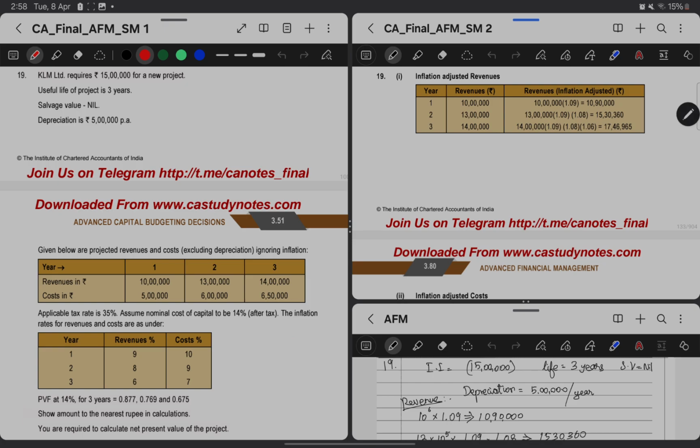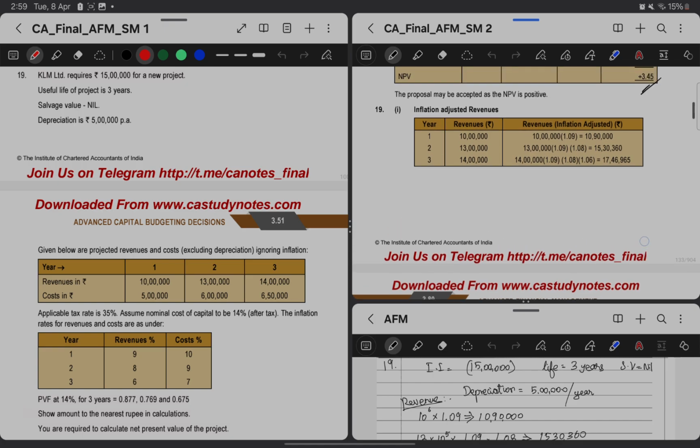Inflation rates are given for inflating these revenues and costs. So a separate percentage for each year is given for revenue, and for cost also. This is the same as one illustration which we did in this chapter. And present value factor at 14% for 3 years, which they have already given, so we should use the same numbers, and show amount to the nearest rupee in calculations. So in all the calculations we should not use any decimals, as the question itself clearly states to round it off to the nearest rupees. Now calculating NPV. Now going to the solutions.